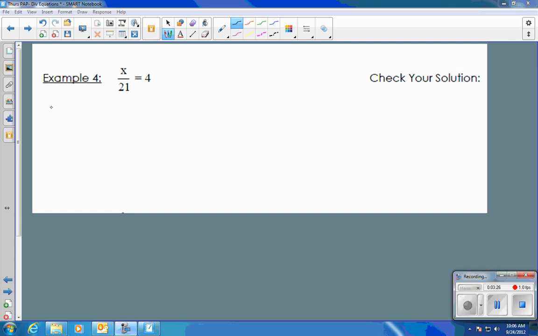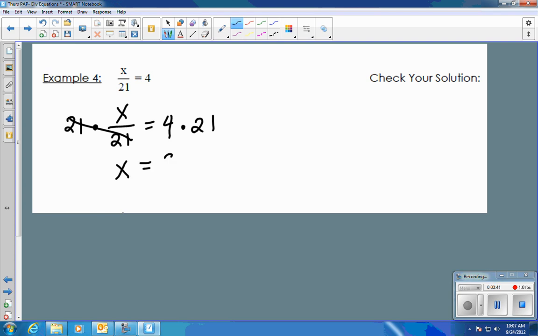Our next problem is x divided by 21 equals 4. So to undo divide by 21, I multiply by 21. This undoes each other, so all I have left is x, and 4 times 21 is 84. If we plug it back in, 84 over 21. Is 84 divided by 21 equal to 4? Yes. And don't just assume it is. Please make sure you actually check that it is, in fact, correct.